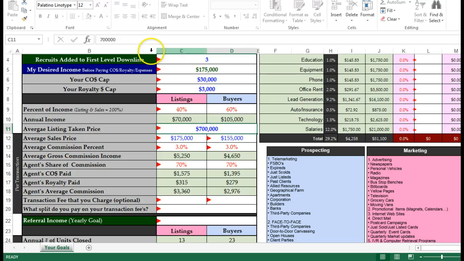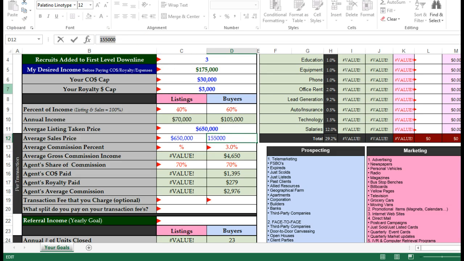Well, last week what did I use? 650. How about 650? All right. It's okay if we're a little bit conservative, and sometimes I'm going to just put in 650 and 650. Whoops. What am I doing? It's a little dark. No, it's okay. That's all right. Now, the average commission percent in our market is more like 2.5.